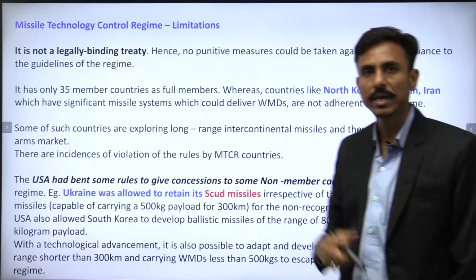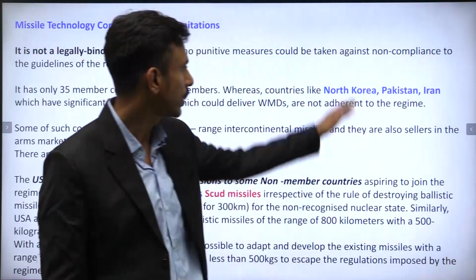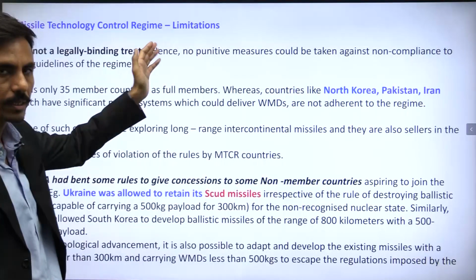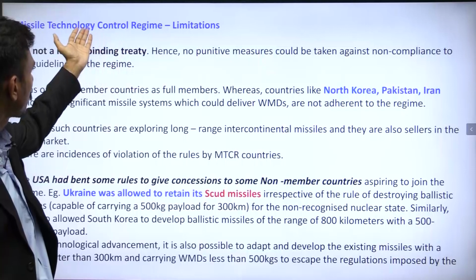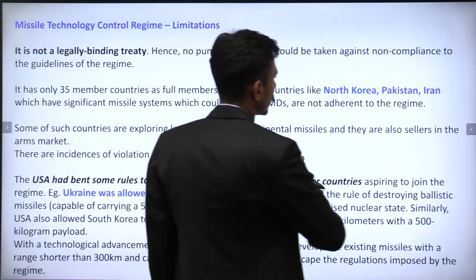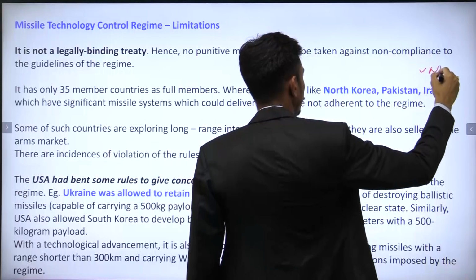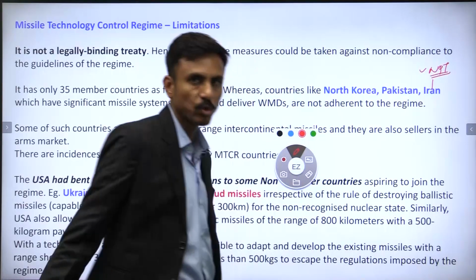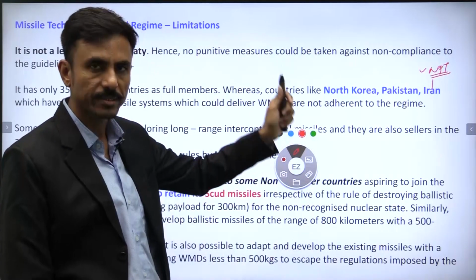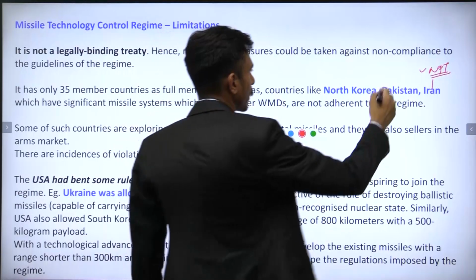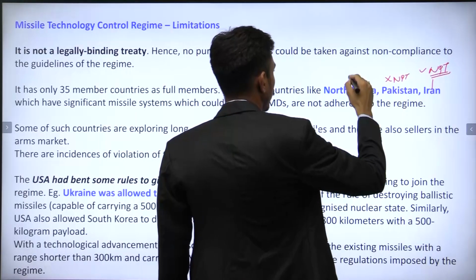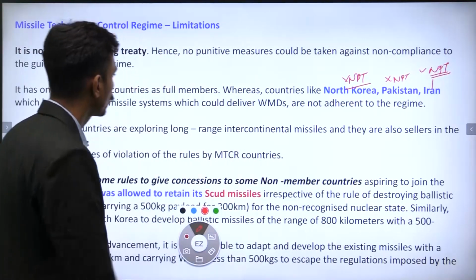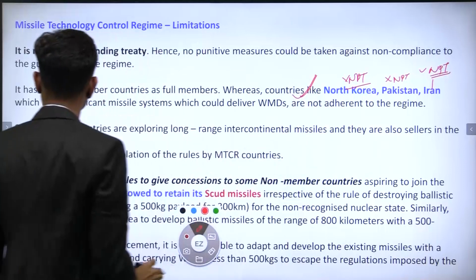Now guys, there are many countries like North Korea, Pakistan and Iran, which are nuclear states, and they are not signatories of the MTCR. And here Iran is definitely a signatory of the NPT, but still it runs a secret nuclear operation. And after the withdrawal of America from the JCPOA, Iran has expanded its nuclear operations, right? Pakistan is not a member of the NPT. Similarly, North Korea is not a signatory of the NPT, right? And they are also not signatories of the MTCR, right? So there is always a risk.